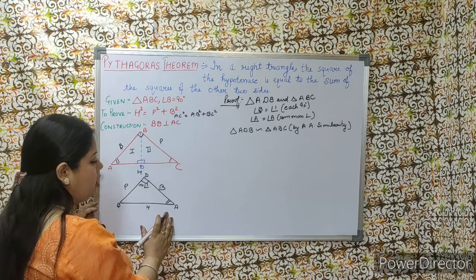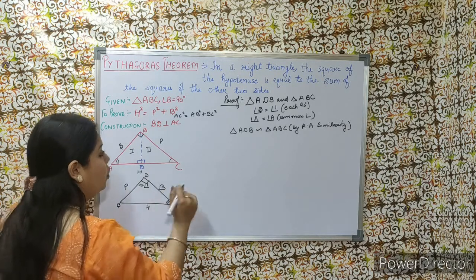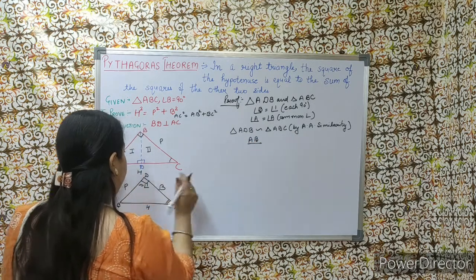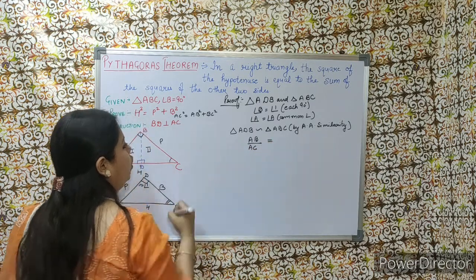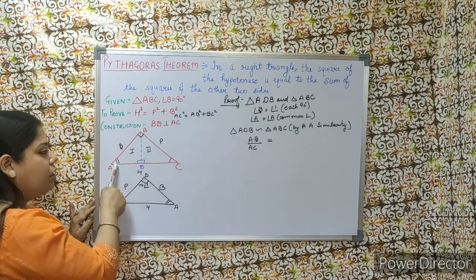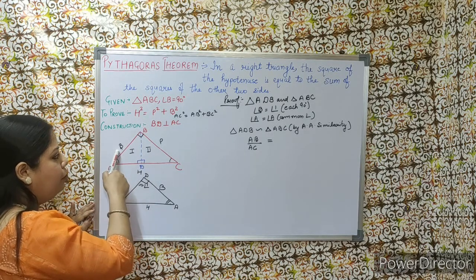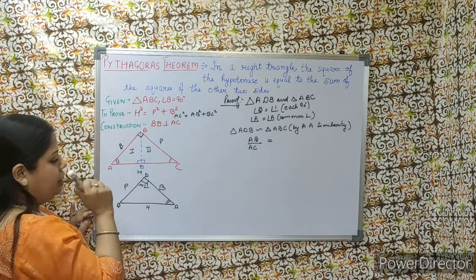Now let me write the proportions. First of all, I will write the hypotenuse of both the triangles. AB upon its hypotenuse AC is equal to, which angle is in consideration? A. So with A, which side is the base? Now I will be writing the proportions of their bases.